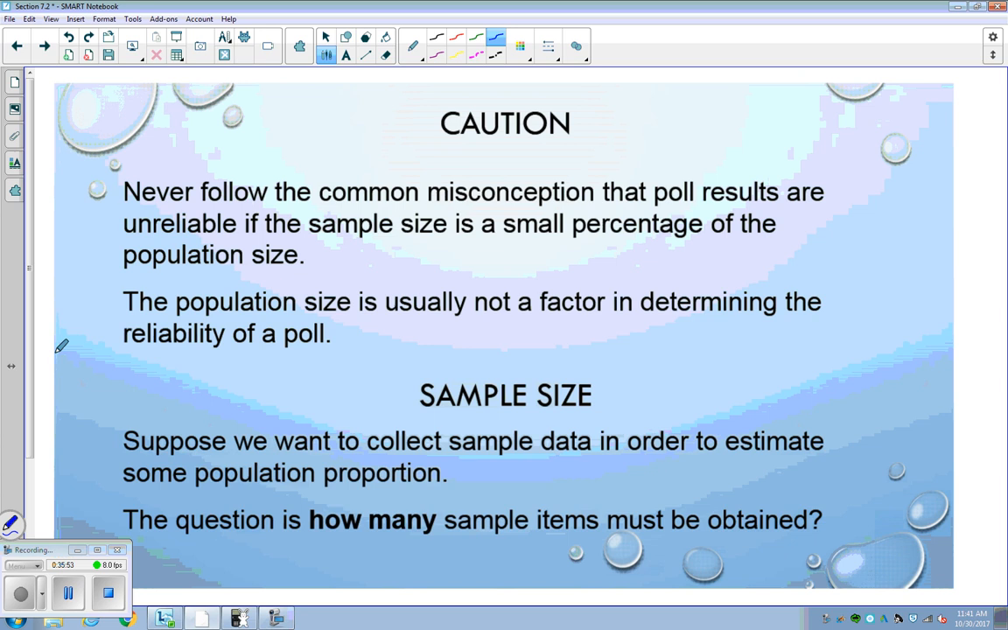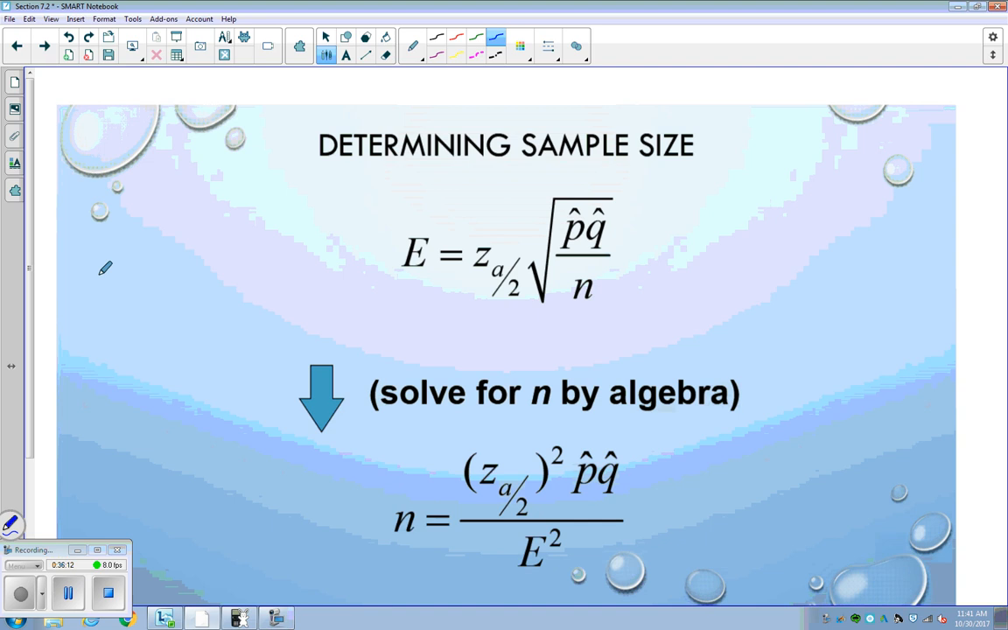Suppose we want to collect sample data in order to estimate a population proportion. But how do we know how many people I should sample? It's called sample size, and there is a formula for determining it. Notice it really is the same formula we just used for determining the margin of error, and we've just solved for n.